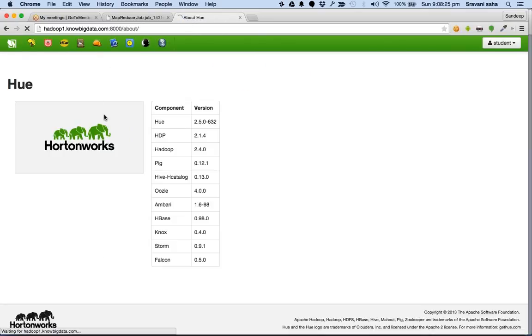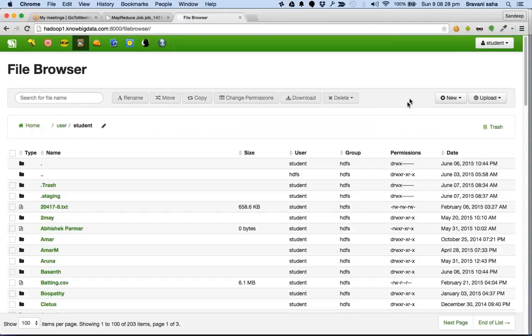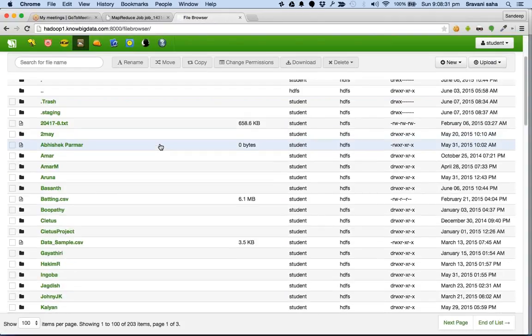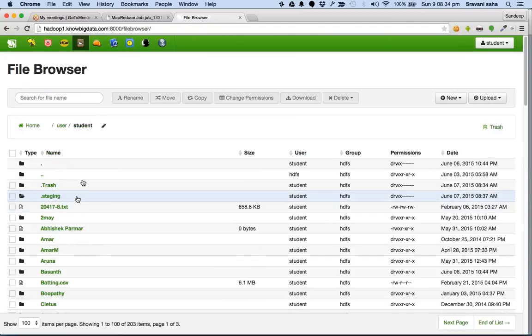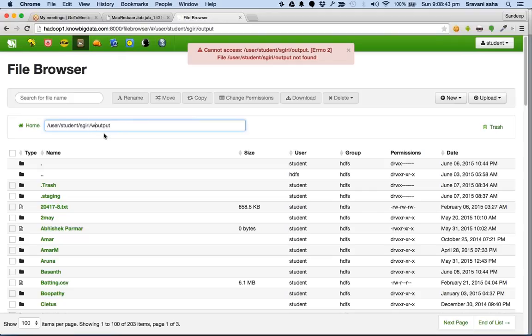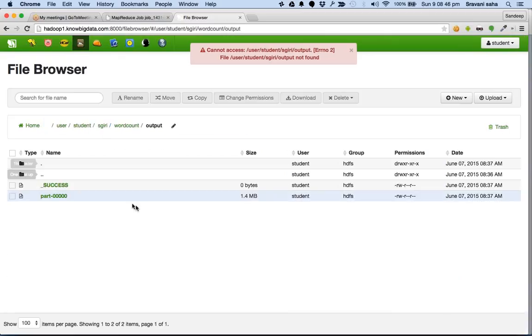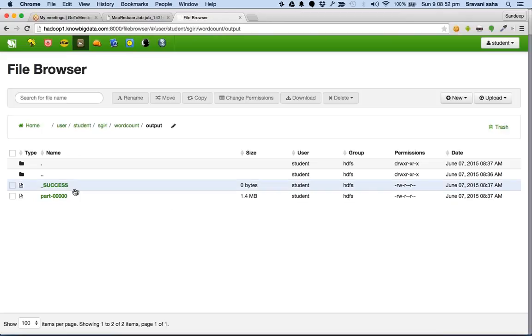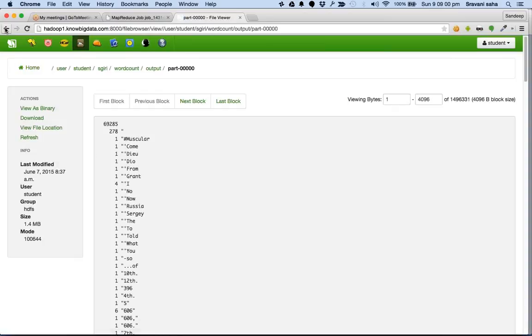In Hue, if you go to HDFS, you can see there is an sgiri folder. I can directly jump to sgiri slash word count slash output. It has just been created, you can see the timestamp on this. This is our single part, meaning a single reducer was run, and therefore there is only one part. And this underscore success is a dummy file. It just tells us that the MapReduce has finished.